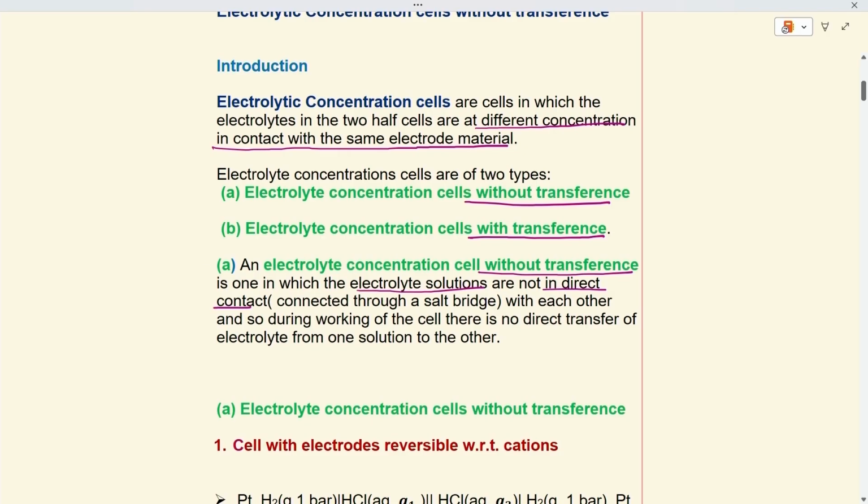Now, how are they connected? In an indirect way, that is through a salt bridge. So, during the working of the cell, there is no direct transfer of electrolyte from one solution to another. Such cells are known as electrolytic concentration cells without transference. So, let us see in detail.